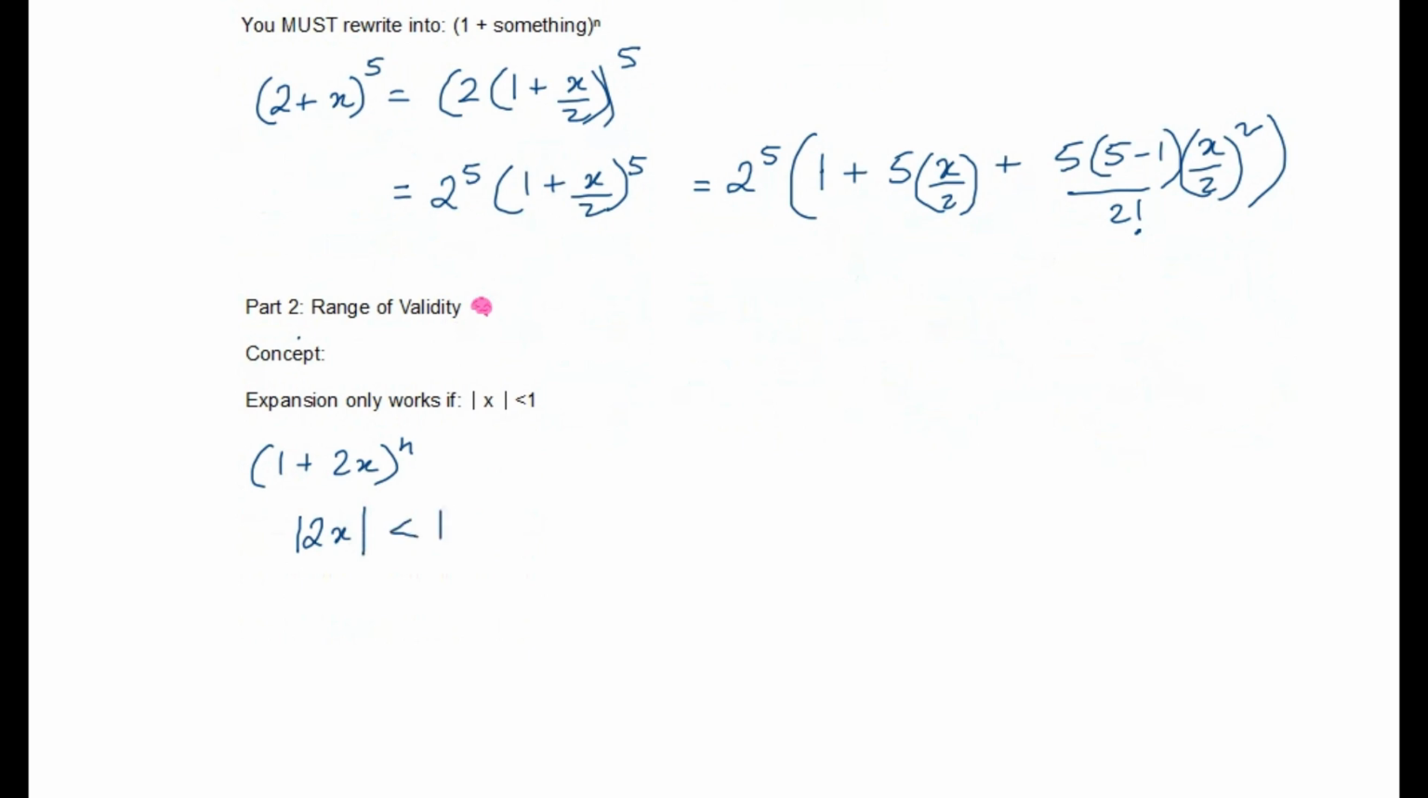This is only provided you have already addressed the first point, which is to make the first term of the binomial expression into 1. So then in that case, you take the second term, modulus of that has to be less than 1. When you solve this, you get modulus of x is less than half. Remember, for your binomial expansion in paper 3, the second term of your binomial expression must stay between minus 1 and 1. It is a fractional value or 0 between minus 1 and 1.